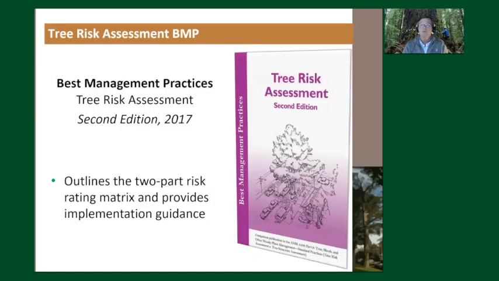As I'm hoping most of you know, the landscape for guidance for tree risk assessment changed in a significant way in 2011 when ANSI put out the A300 Part 9, which was standard practices for tree risk assessment. And ISA, to our great benefit, always puts out the companion documents, the best management practices document, which you see here in its second edition from 2017.